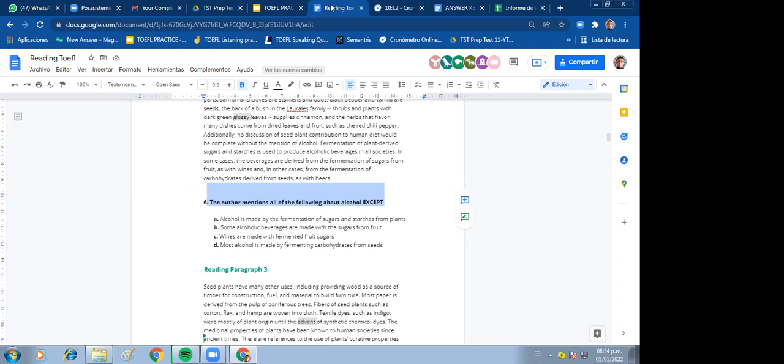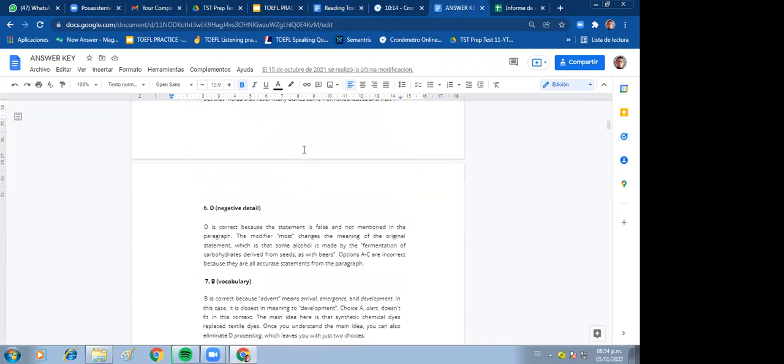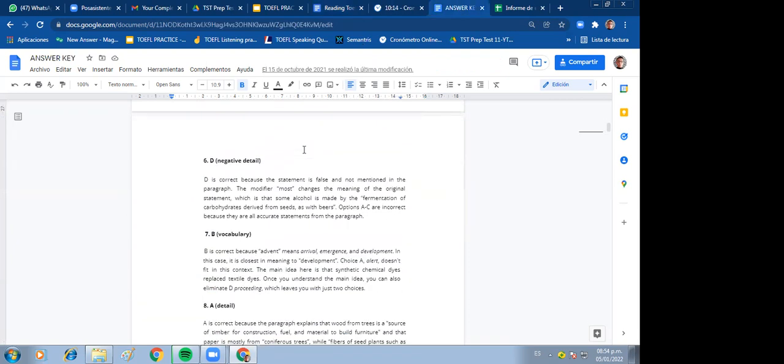Okay, let's see now what the answer was. Number 6, letter D, okay, negative detail. D is correct because the statement is false and not mentioned in the paragraph. The modifier changes the meaning of the original statement, which is that some alcohol is made by the fermentation of carbohydrates derived from seeds, as with beers. Options A and C are incorrect because they are all accurate statements from the paragraph, okay?